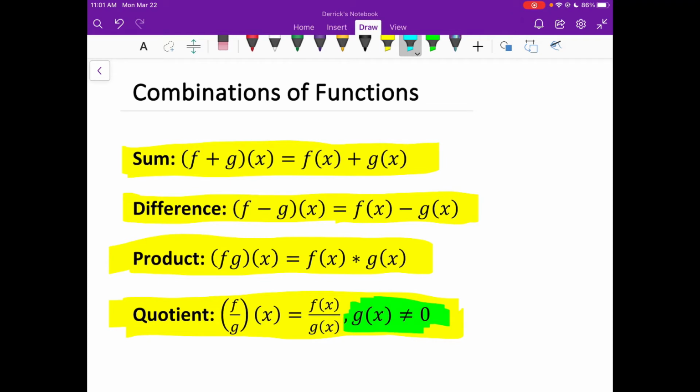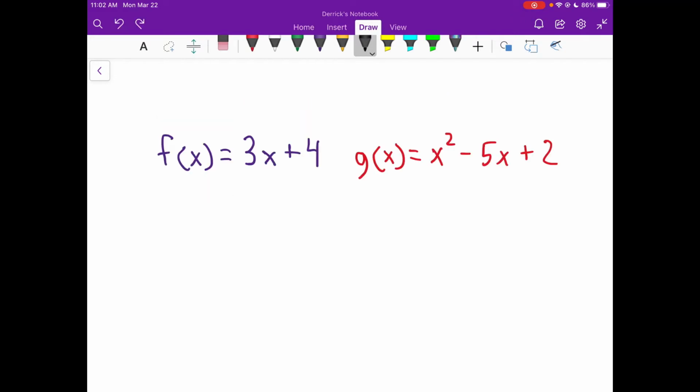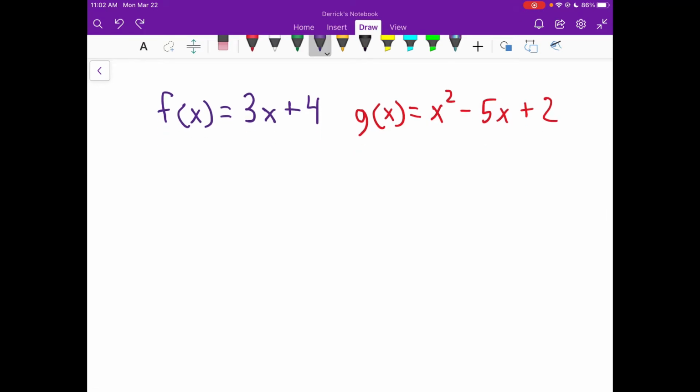So, for an example, let's say we had an f of x function. Let's say I gave you an f of x function that was 3x plus 4, and a g of x function that was x squared minus 5x plus 2. And let's say I asked you to do f plus, actually I'll change the colors there. Let's say I asked you to do f plus g of x.